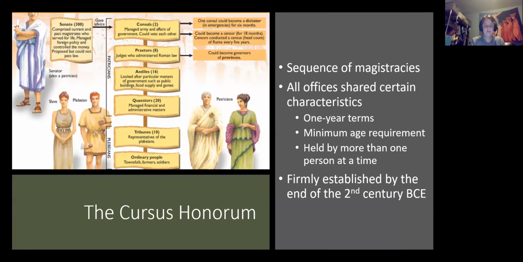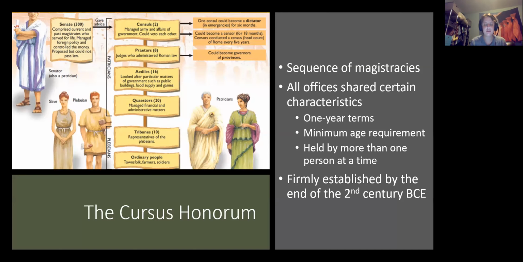Finally, on to the magistracies, the different government positions available to patricians. The magistracies of ancient Rome are organized into what was called the cursus honorum. A person had to hold offices in this order if they wanted to reach the top of the government. Each position did different things, but they all had some characteristics in common. You had to be a patrician, and you had to be elected.